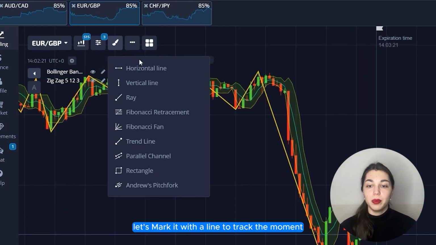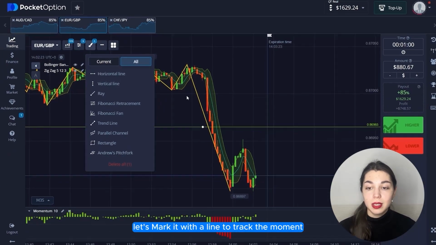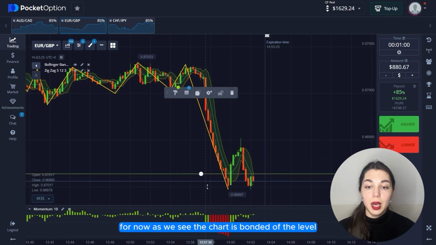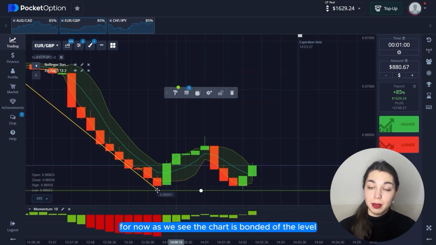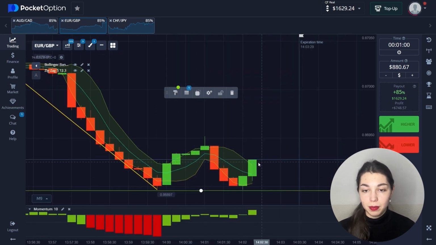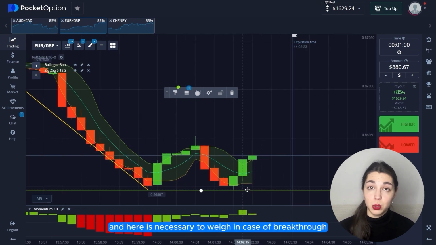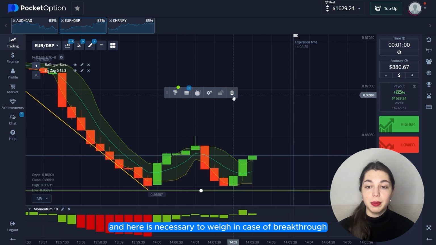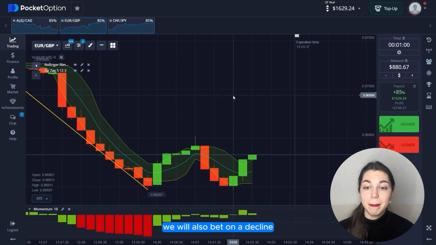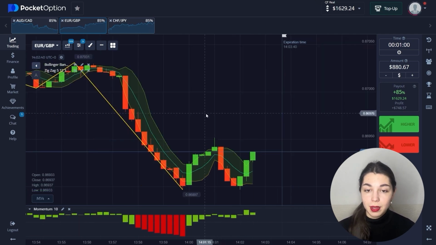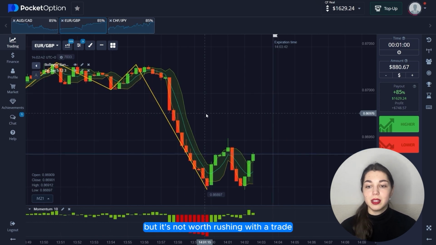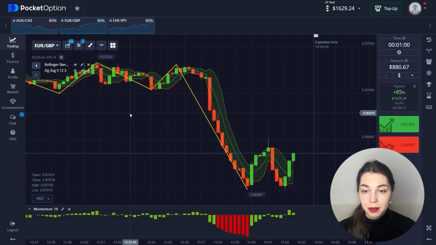Let's mark it with a line to track the moment. For now, as we see, the chart has bounced off the level. Remember where the level is, and here it is necessary to wait. In case of a breakthrough below the level, we will also bet on a decline. Such moments are easy to notice, but it's not worth rushing with a trade.